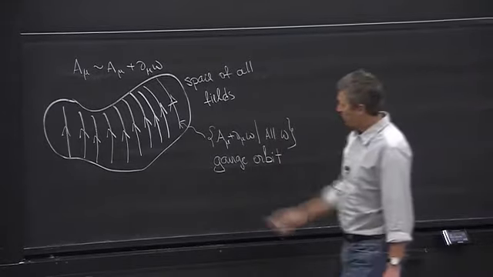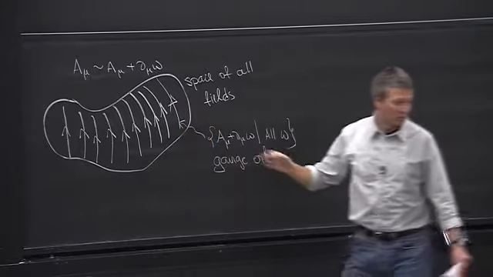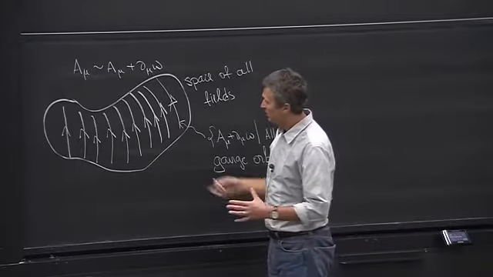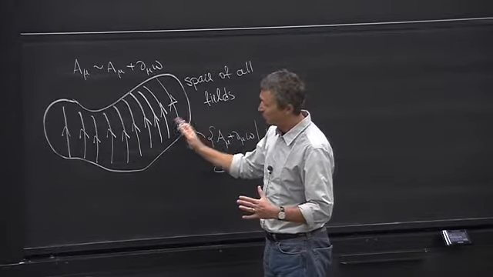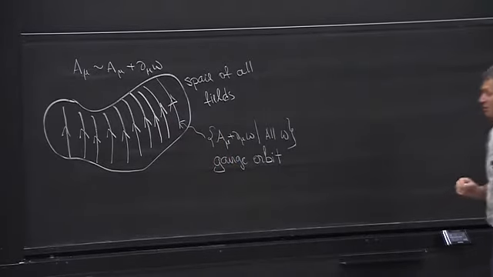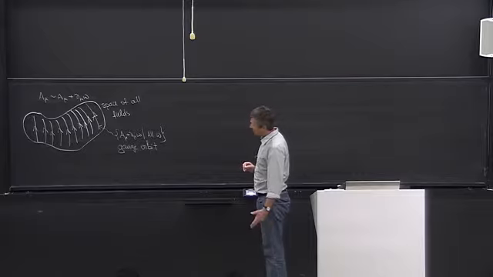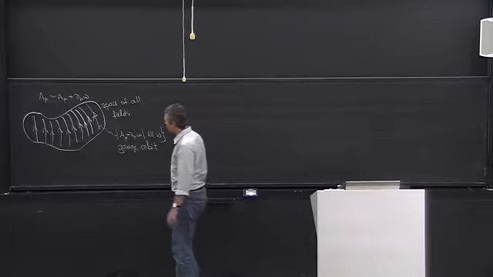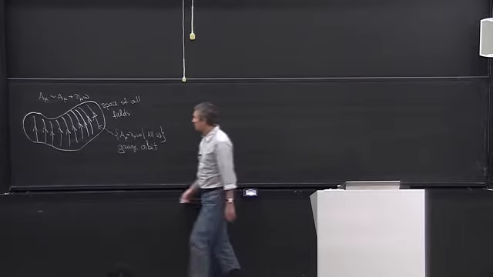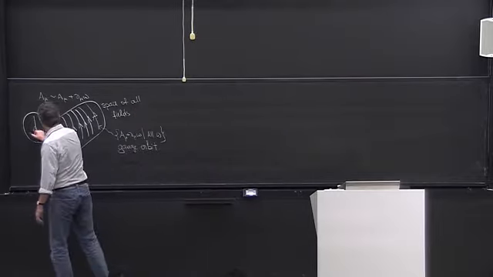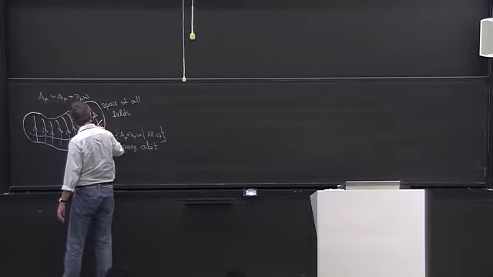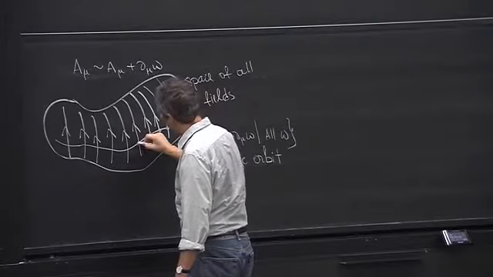And so each of these orbits corresponds essentially to one point. So there is a redundancy in description, and the physics only depends on orbits, not on the field configurations. So one way to proceed is to pick one point on each orbit. So we draw a horizontal line that intersects each orbit once.